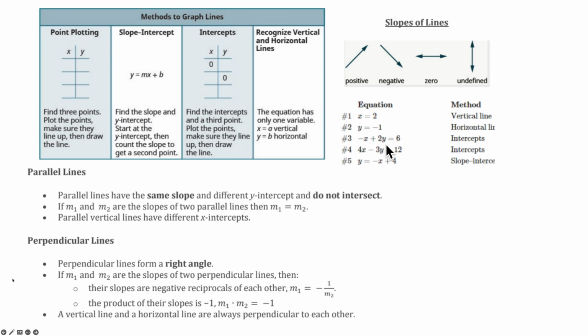x and y on the same side, you want to find the intercepts. x-intercept, y-intercept. y equals -x plus 4, that's slope-intercept form, y-intercept 4. -1 is your slope, -1 over 1.